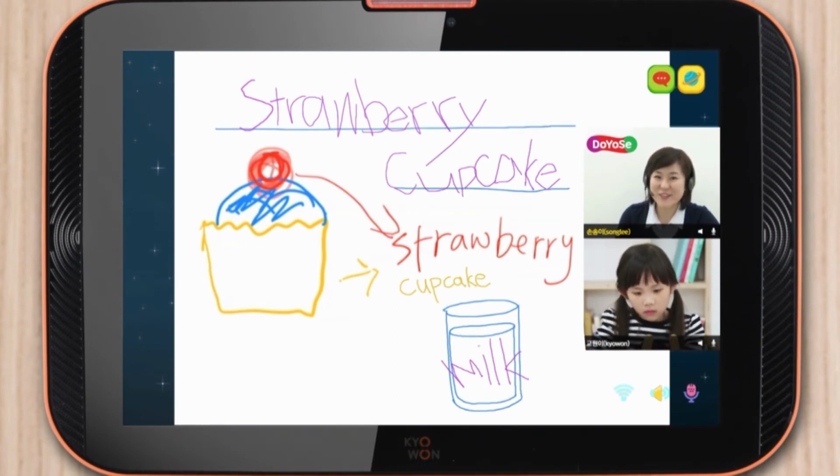They also learned the word milk, which you can drink with the cupcake.